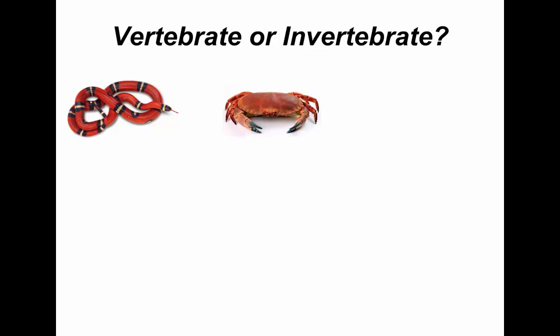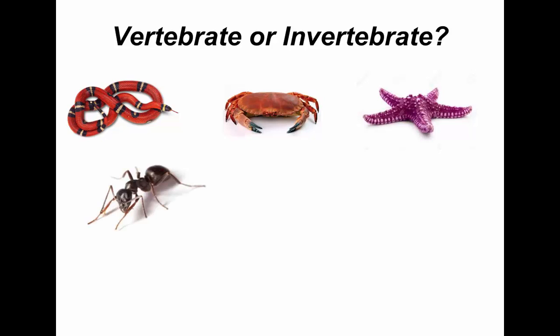A crab. Sophia, what did you say for the crab? Invertebrate. Yeah, it's like the lobster. It's an invertebrate. Has an exoskeleton, but not a skeleton inside. How about this starfish? Kiara, what did you say for the starfish? Invertebrate. Yep. There's no bones inside of that. Zach, how about the ant? Invertebrate. Correct. No bones inside of an ant.